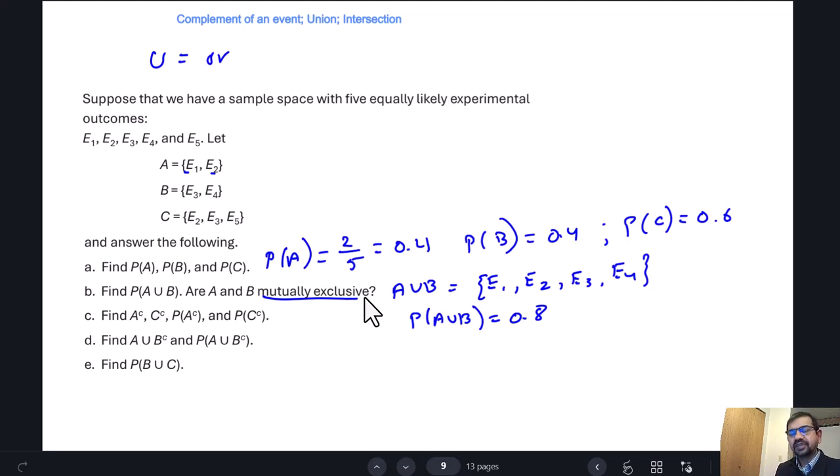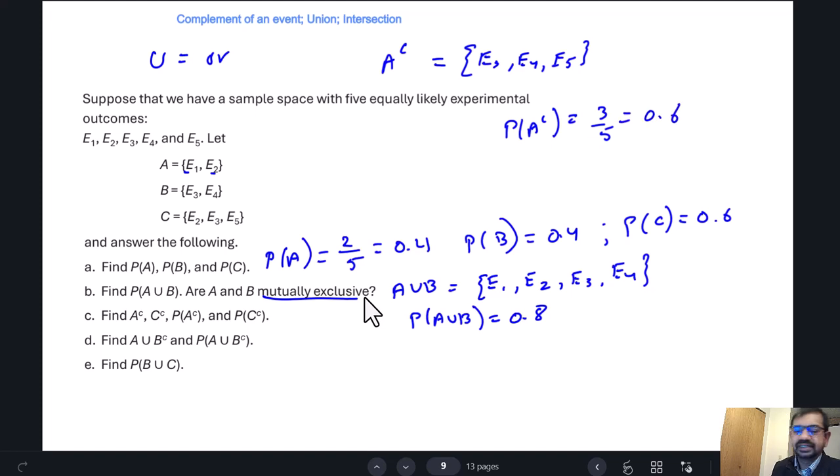The third concept is of complement. The complement of a set is a set which has all events other than the events described in that set happen. So our A was our set of E1 and E2. So A complement will be everything but E1 and E2, which would be E3, E4, and E5. So the probability of A complement, we have 3 possibilities out of 5. So we have 0.6. And then the same would be the idea with C complement, etc.